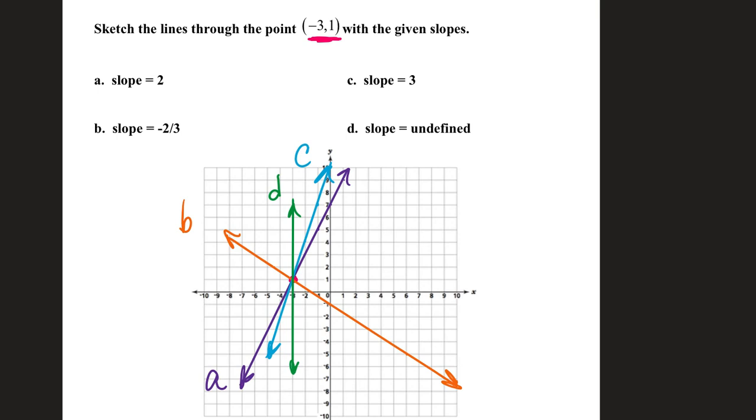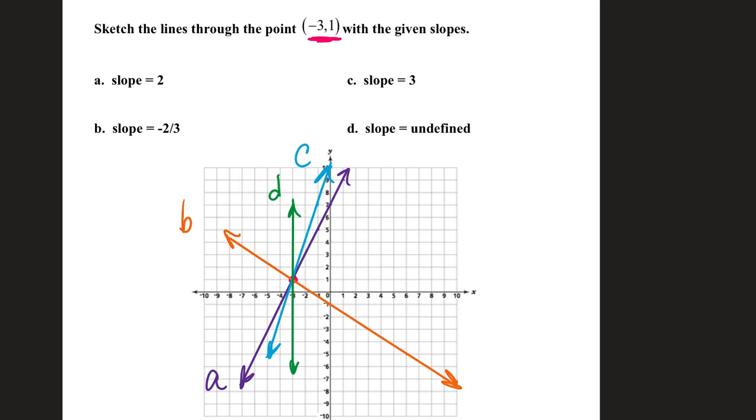And then finally, we have another example. We're going to plot the point -3, 1. From the origin, you go left 3, up 1. So here's our point -3, 1. Part A, slope of 2. And like we did on the last example, we'll go to the point that this problem asks us to start. We'll go up 2 over 1, up 2 over 1, draw a line through those points, and that's line A.